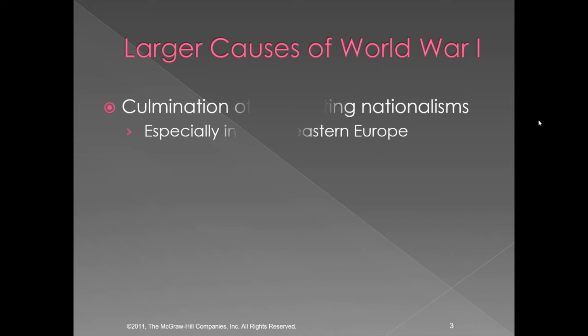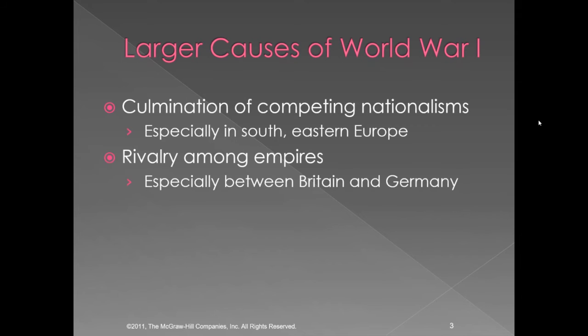And so the plan is set in motion to assassinate this man. But underneath all of that is this idea of competing nationalisms. And again, especially in South and Eastern Europe, where we're talking about the Austro-Hungarian Empire, the Germans, Russia, and this idea of creating our own independent states that are of our own culture and our own nation, if you will. And there becomes this rivalry among empires.